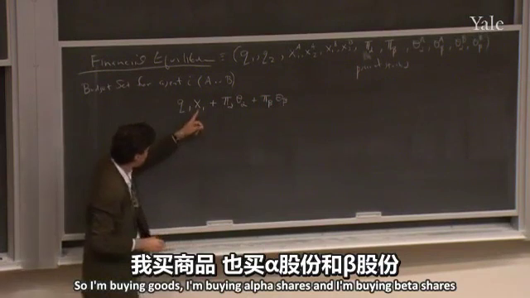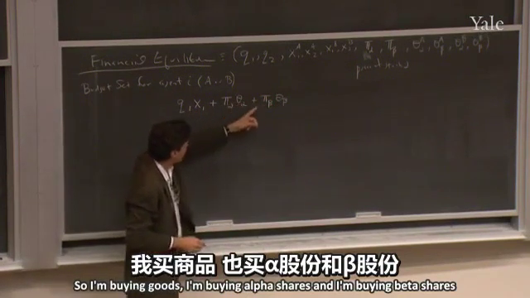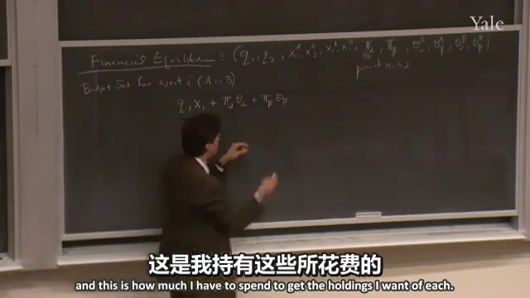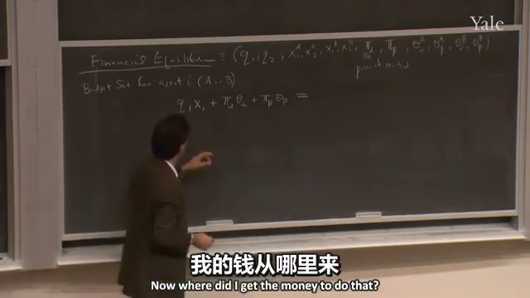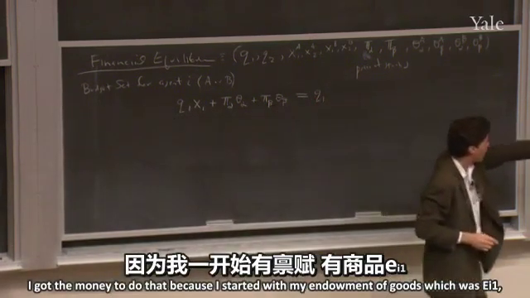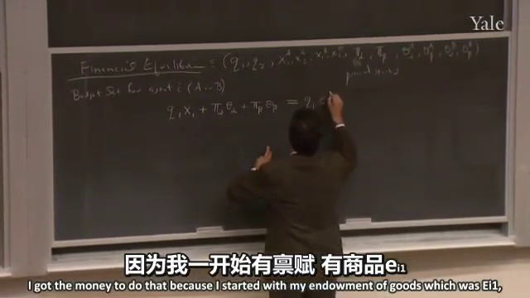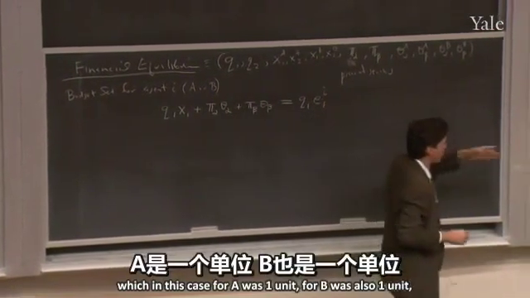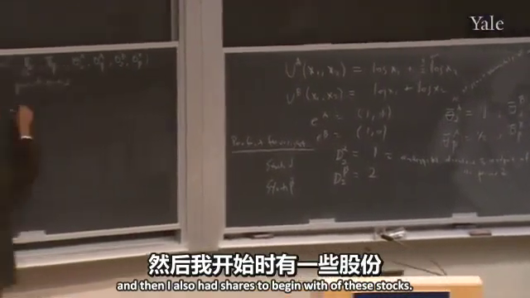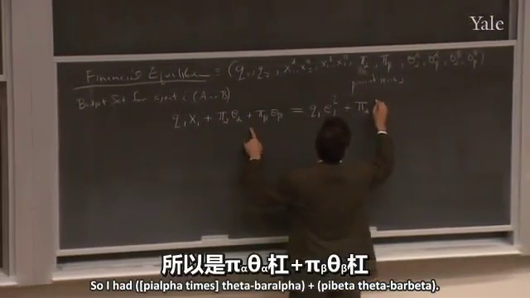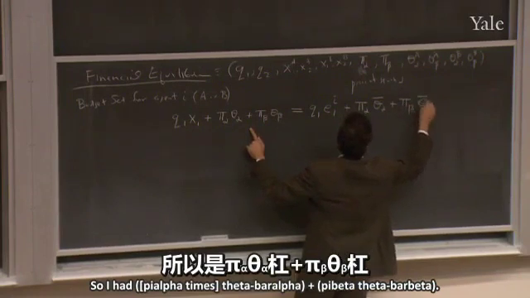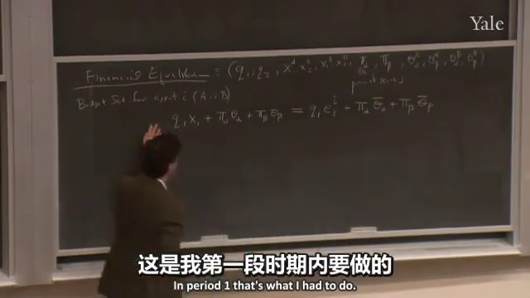Okay? So I'm buying goods, I'm buying alpha shares, and I'm buying beta shares, and this is how much I have to spend to get the holdings I want of each. Now, where did I get the money to do that? I got the money because I started with my endowment of goods, e_i1, which in this case for A was 1 unit, for B was also 1 unit, and then I also had shares to begin with of these stocks. So I had theta bar alpha plus pi beta theta bar beta. That's in period 1, that's what I had to do.